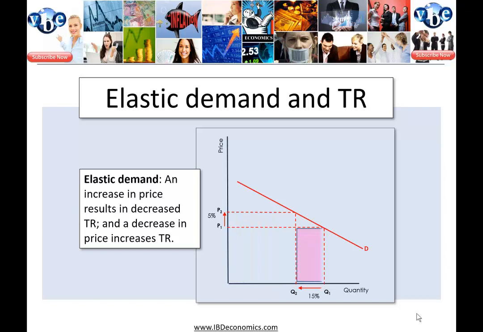And we can see the change in revenue: the revenue lost by an increase in price, and the revenue gained by an increase in price. With elastic demand, for an increase in price, the revenue lost is going to be greater than the revenue gained. If we have an elastic demand curve, that relatively flat demand curve, firms are going to lose revenue by raising their prices, and they will gain revenue by decreasing their prices.